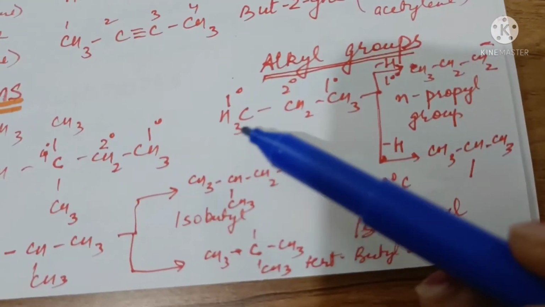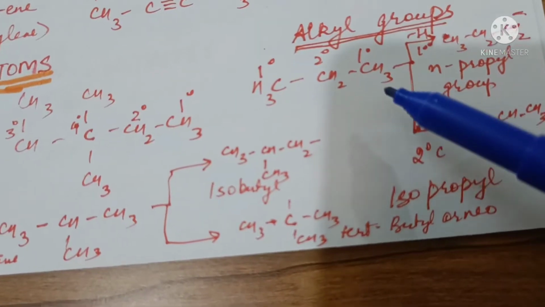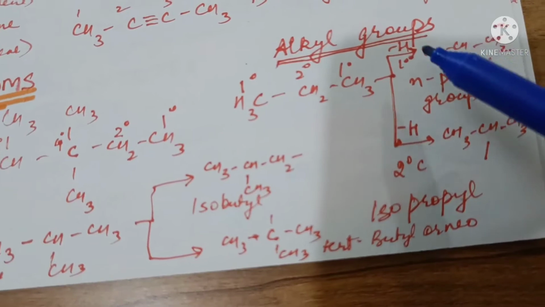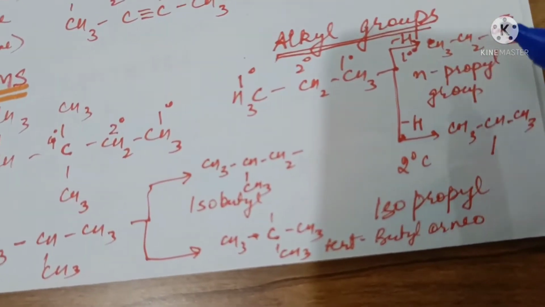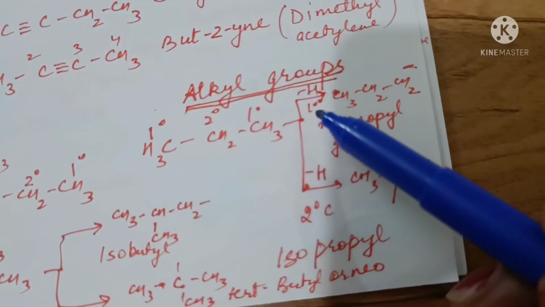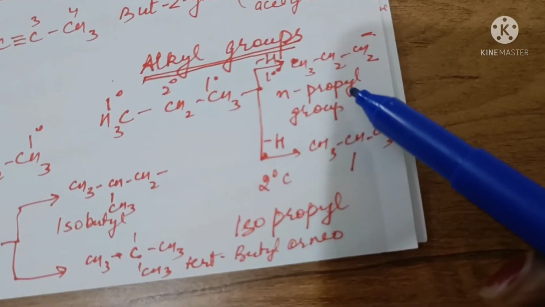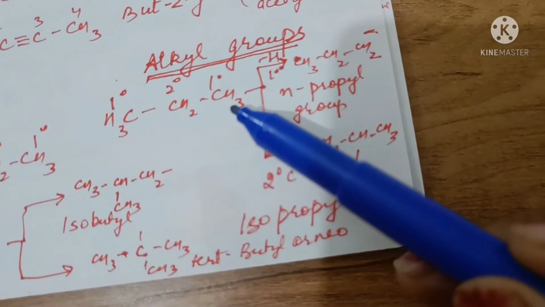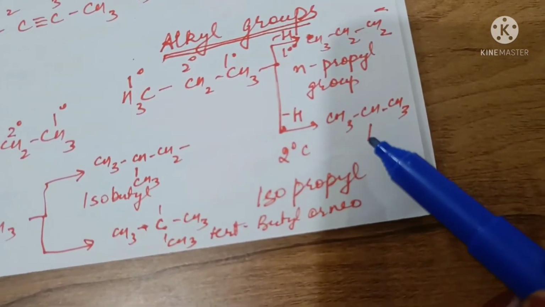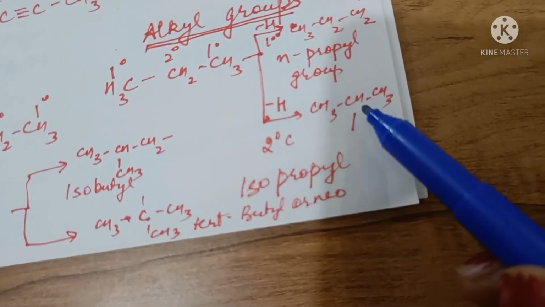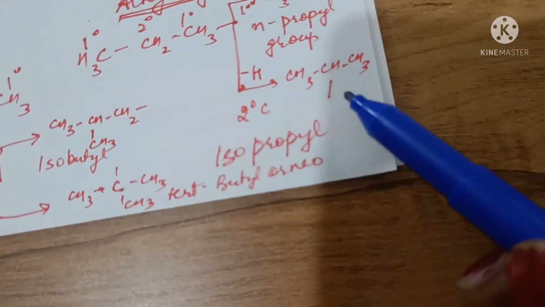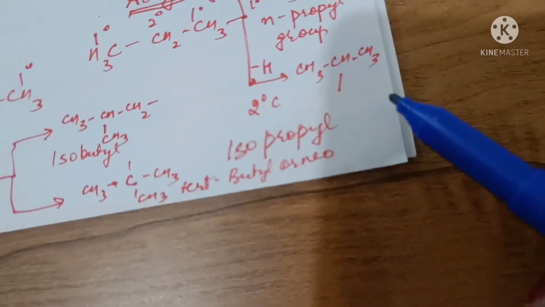Alkyl groups. An alkane minus 1 hydrogen gives an alkyl group. Now, depending upon the removal of hydrogen, we can have different types of alkyl groups. For example, when hydrogen is removed from primary carbon atom, the alkyl group is called normal alkyl group. So this is a 3 carbon alkyl group, it's called normal propyl group. Similarly, if secondary carbon loses a hydrogen, then the alkyl group so formed is called secondary alkyl group, or it can also be called isopropyl group.